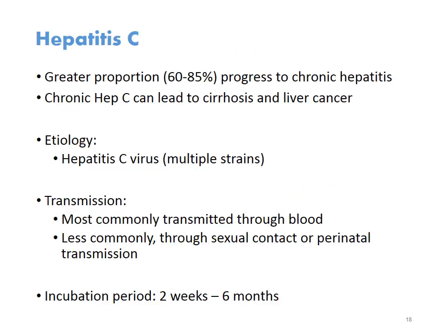Now let's look at hepatitis C. Hepatitis C virus causes both acute and chronic infection, but the majority of patients, around 60 to 85%, will get chronic infection. Those who develop chronic hepatitis C are at a greater risk of developing liver cirrhosis and liver cancer later on. There are multiple strains of the HCV virus.